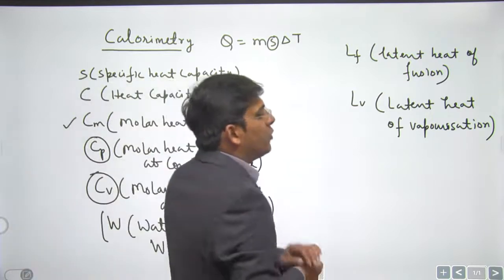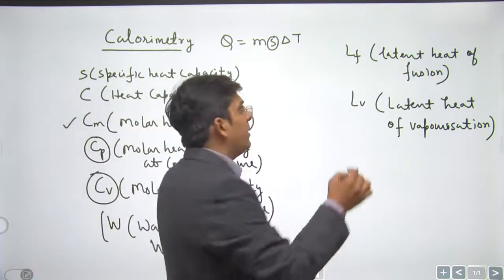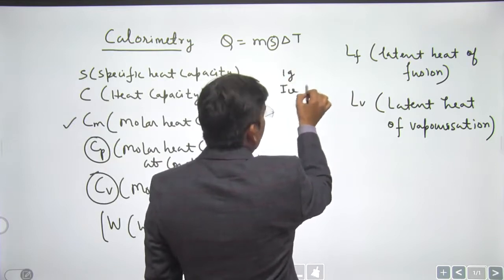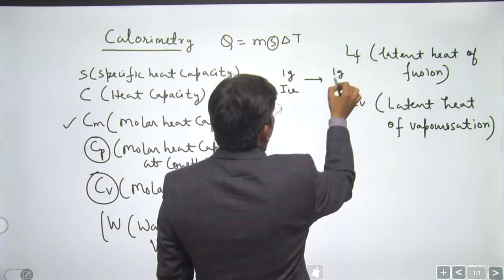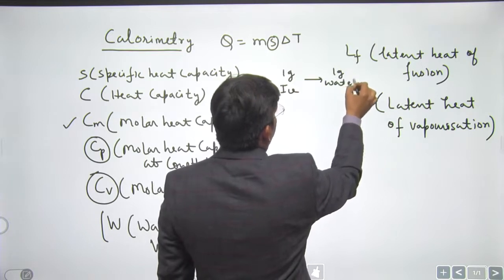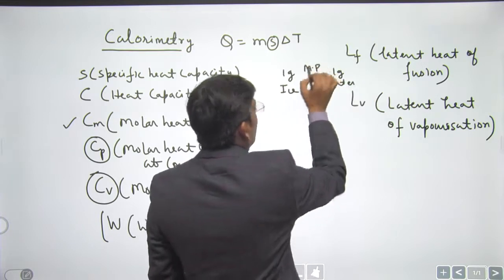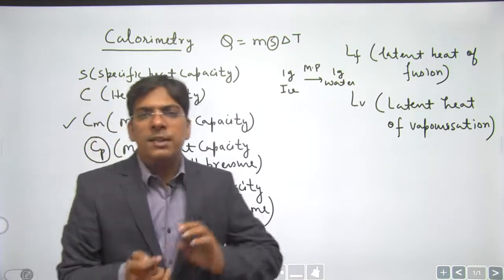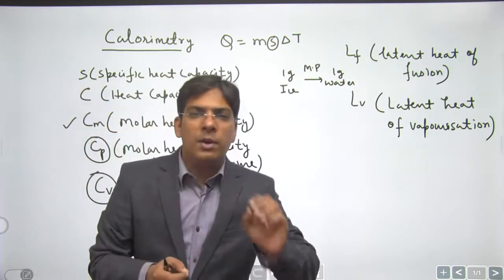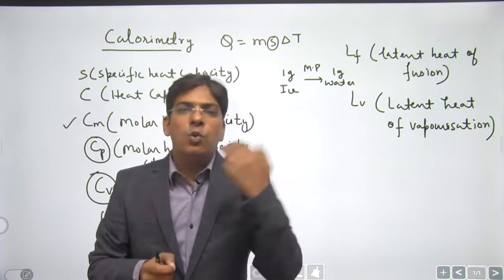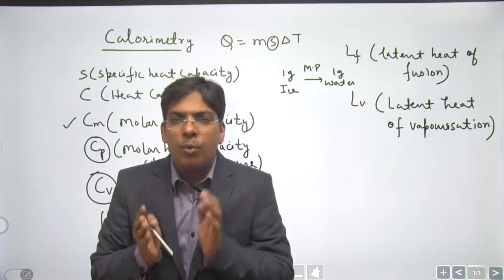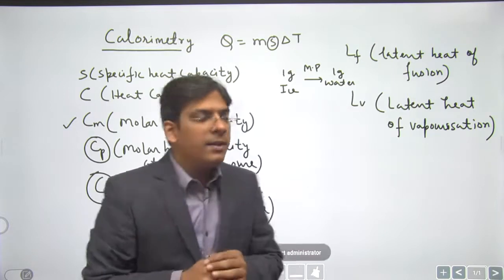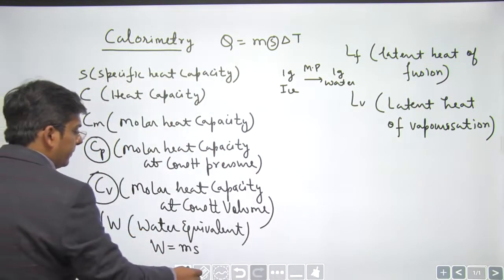Latent heat of fusion is the amount of heat required to convert 1 gram of solid to 1 gram of liquid at its melting point without change in temperature. Similarly, latent heat of vaporization is the amount of heat required to convert unit mass of liquid to vapor at its boiling point without changing the temperature. Can you note down, dear students?